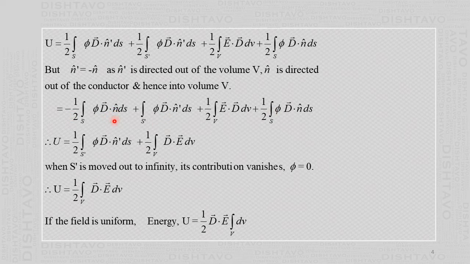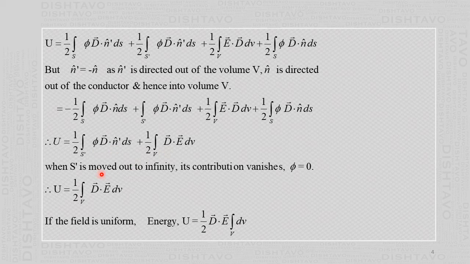Then this half integral over S of phi D dot n, plus this phi D dot n dash dS, and here phi D dot n dS. So the last term and the first term cancel. This term and this term cancel, because this has a minus sign and this has a plus sign. What remains are these two terms.